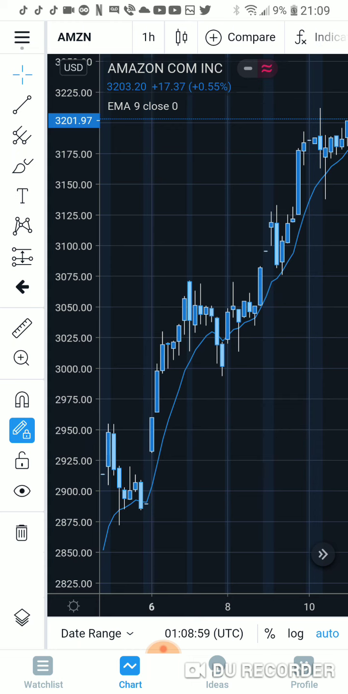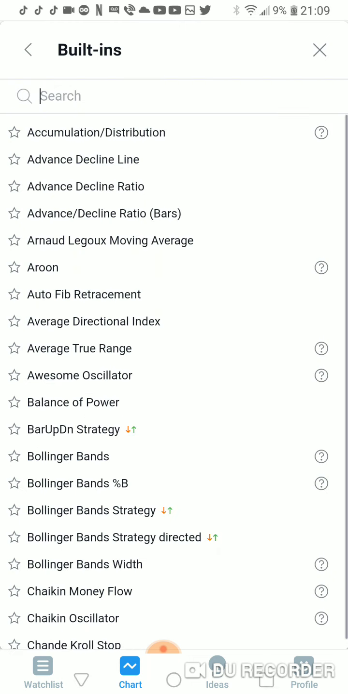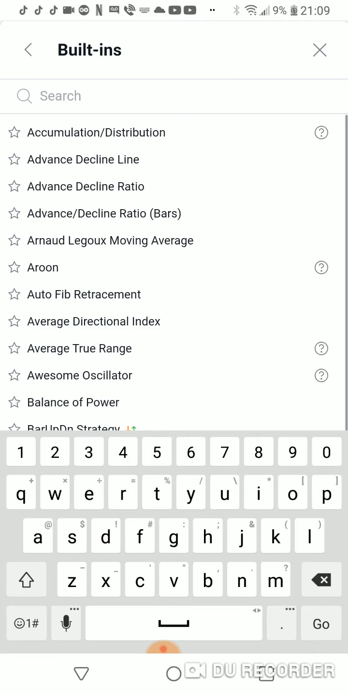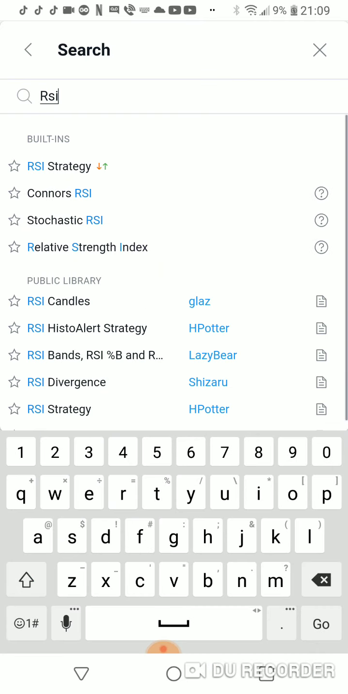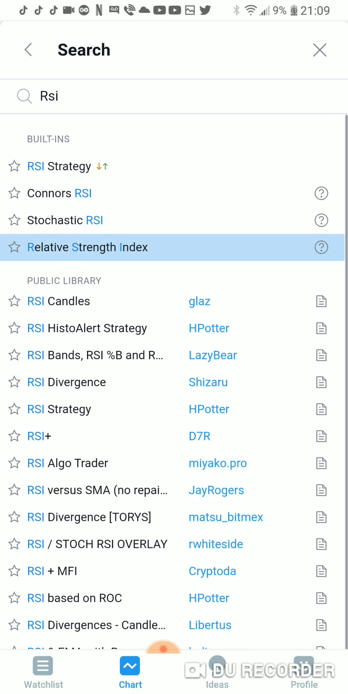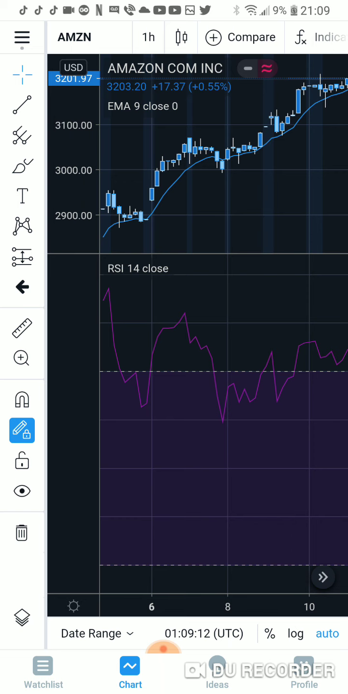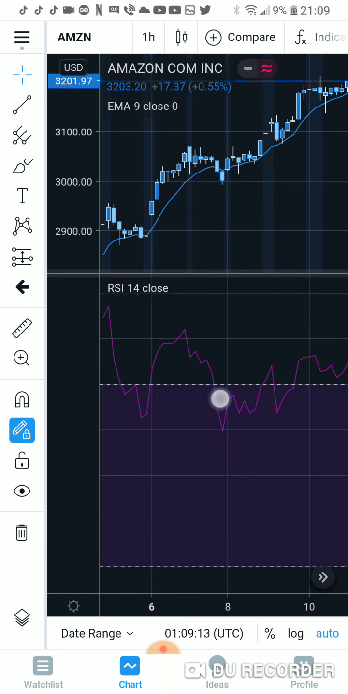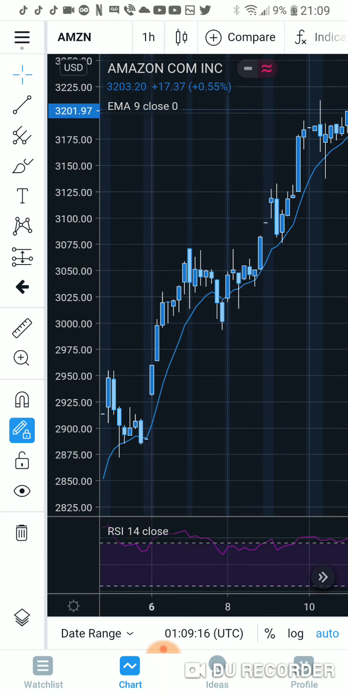And then you want to add something called the RSI. This is going to be your baby right here, when it comes down to you knowing when to get out. Between the RSI and the moving average, it's going to be everything.